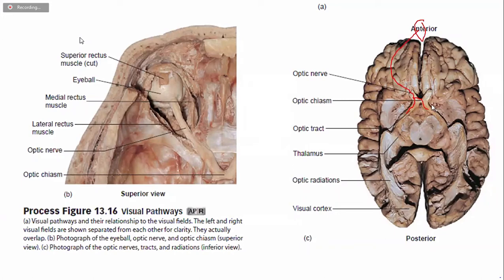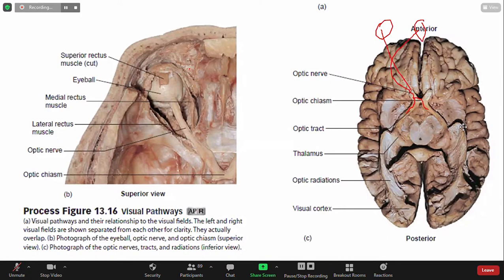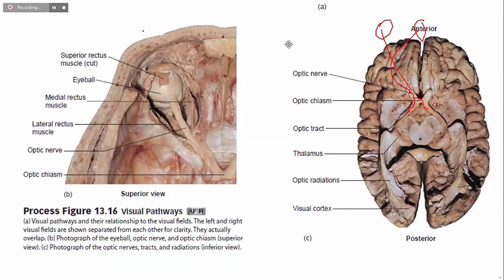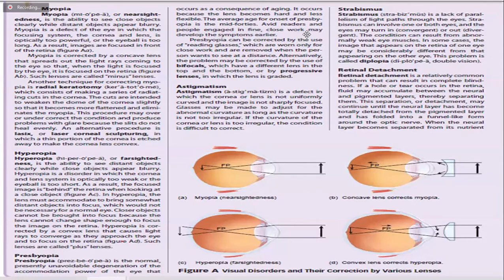While the nasal retina are responsible for the temporal field of vision. Okay, so for those who are affected, you may have astigmatism, myopia, or hyperopia. Farsightedness is hyperopia, nearsightedness is myopia, and presbyopia is from old age.